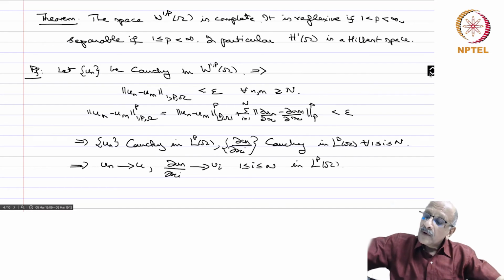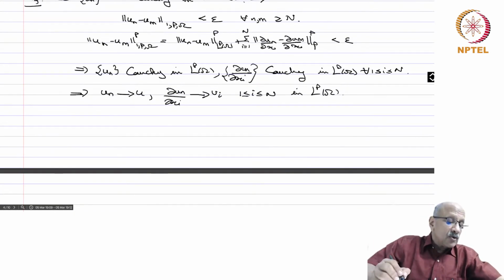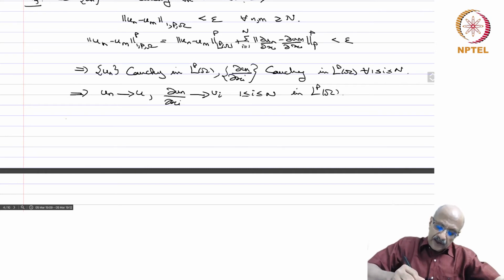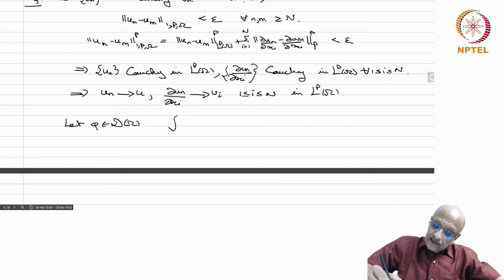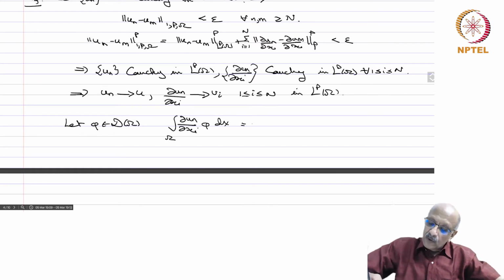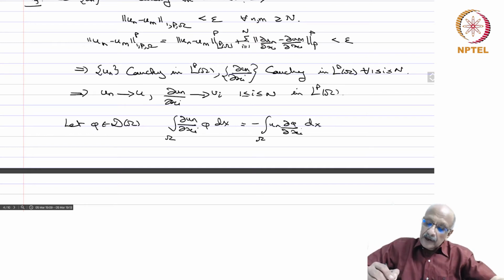Now what is the meaning of the distribution derivative? So let phi belong to D of omega, then what do you have? The integral of dun by dxi times phi dx on omega is equal to minus the integral on omega of un times d phi by dxi dx. Now I want to pass to the limit. dun by dxi converges to vi in Lp.